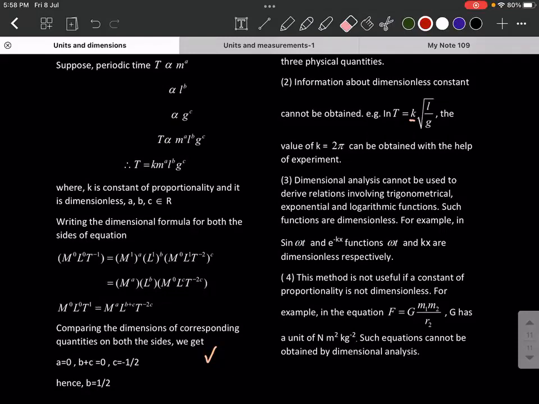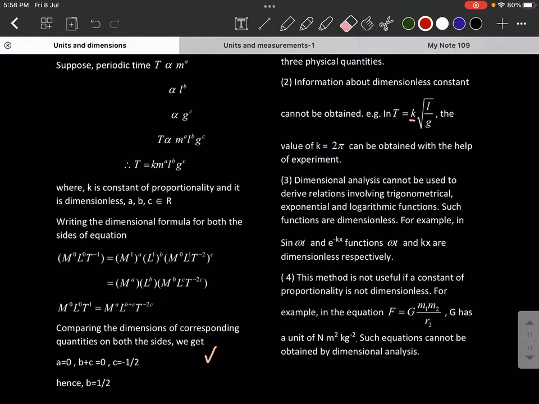So done with all the points. 4 points are over. So these are the limitations with respect to dimensional analysis.